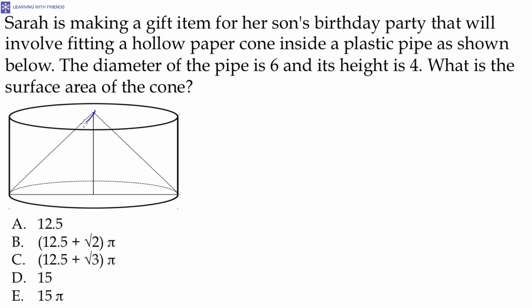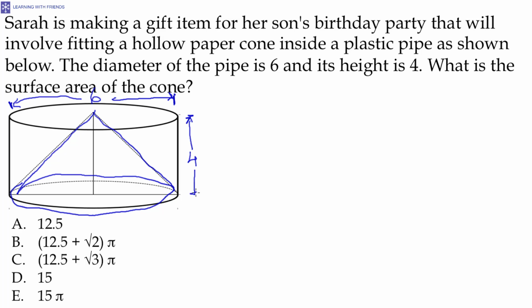I'm just going to mark the cone just for you, this is the cone that we are talking about. Made a very rough sketch. And this cone is inside the plastic pipe, the big one, the solid figure which is shown outside. Now the diameter of the pipe is given as 6, which means this distance is given to us as 6 from this point till here. This diameter is 6 and the height is 4, which means this distance, this height is 4.